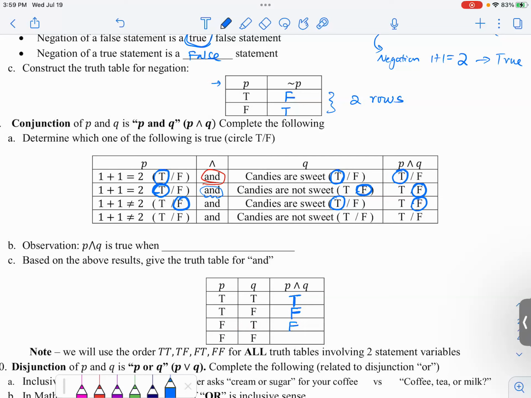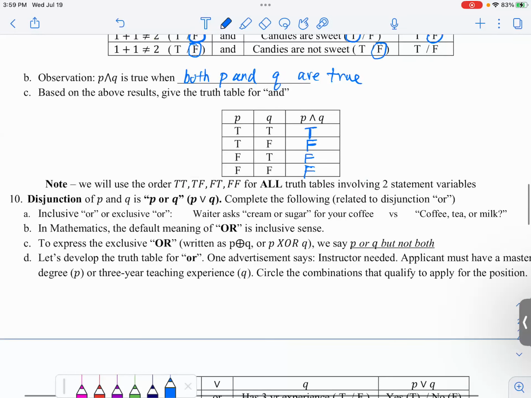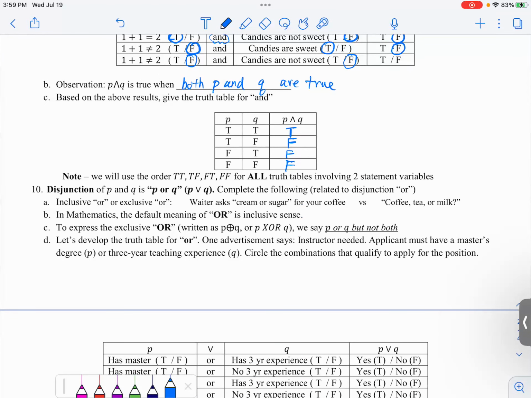And the last one, 1 plus 1 is not equal to 2, which is false, and candies are not sweet, which is false. So they're not happening at the same time again. So it's false. Now, as an observation, P and Q is true when both P and Q are true, right? When both P and Q are true. So that's an important result. We'll be using this all the time. So get yourself familiar with the result.